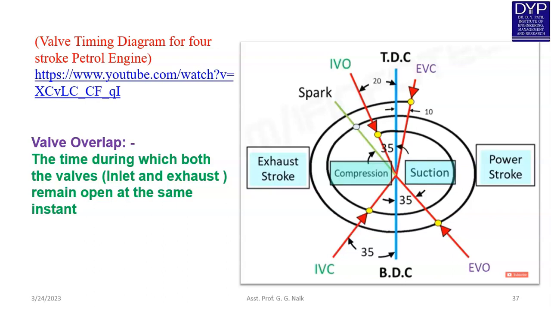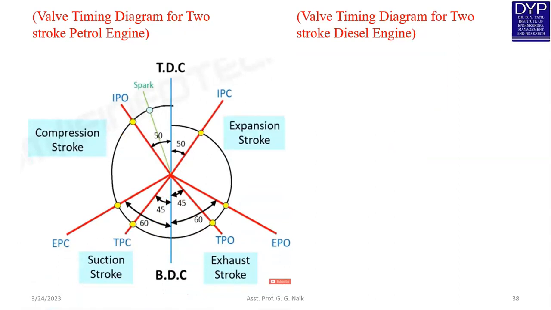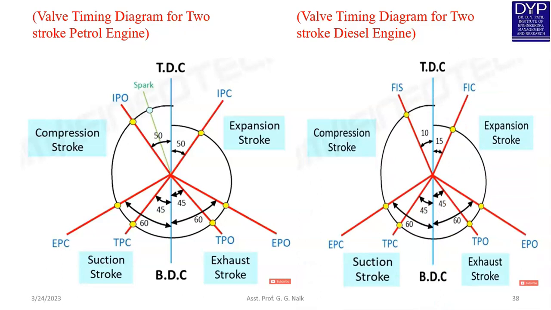Okay, overlap. What is overlap? During this overlap, the inlet valve as well as the exhaust valve remain open. So that also we have covered in the previous lecture. Also, we have seen the valve timing diagram for the two-stroke petrol engine and two-stroke diesel engine. So this is the diagram for the two-stroke petrol engine, and this is the diagram for the two-stroke diesel engine.